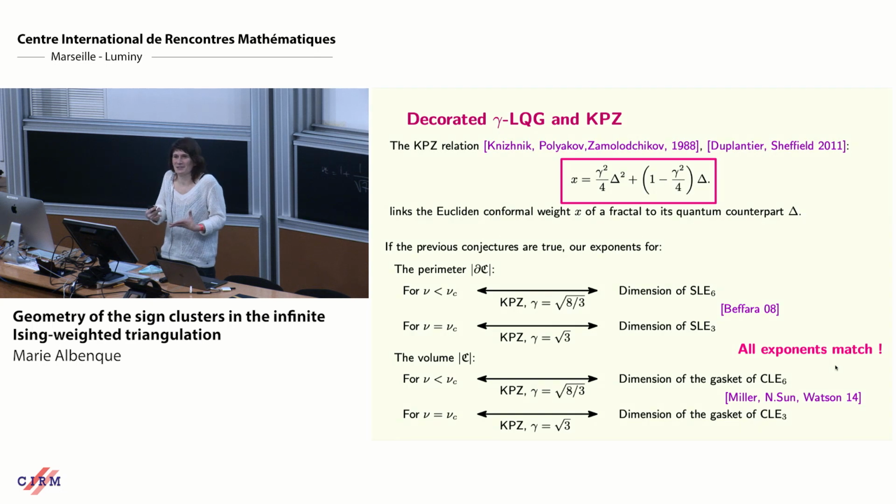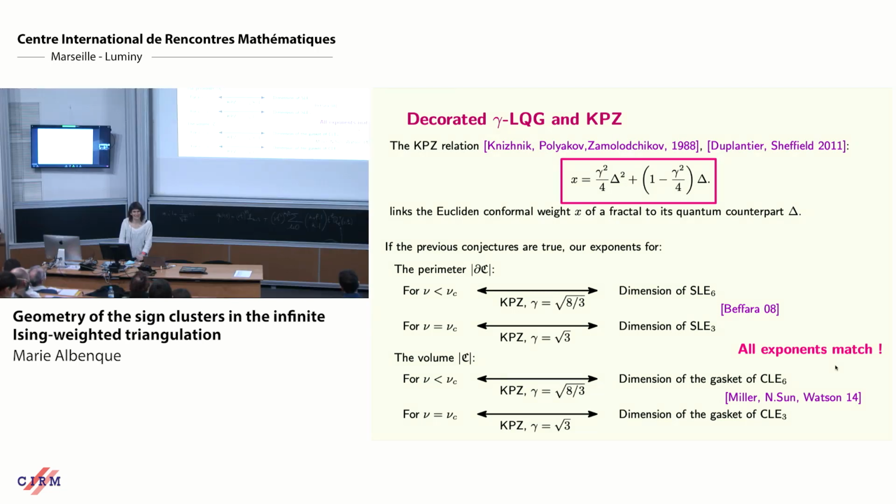It's not a contradiction to the conjectures. It's a good point. So we didn't disprove the conjectures. We didn't prove them either. But it's nice. It was a very fast transition with LQG.